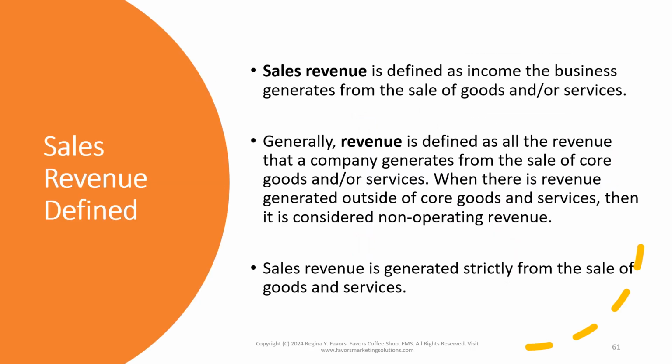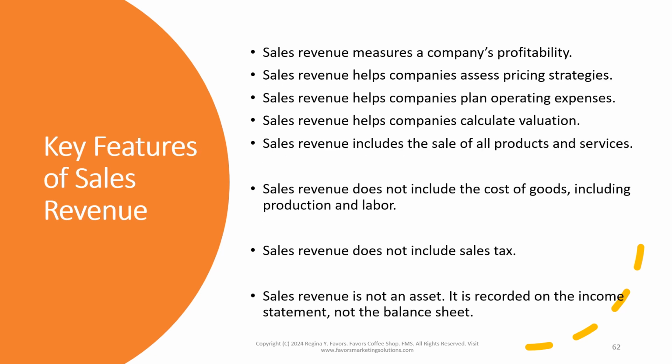Sales revenue defined. Sales revenue is defined as income the business generates from the sale of goods and or services. Generally, revenue is defined as all the revenue that a company generates from the sale of core goods and services. When there is revenue generated outside of core goods and services, it is considered non-operating revenue. Sales revenue is generated strictly from the sale of goods and services.